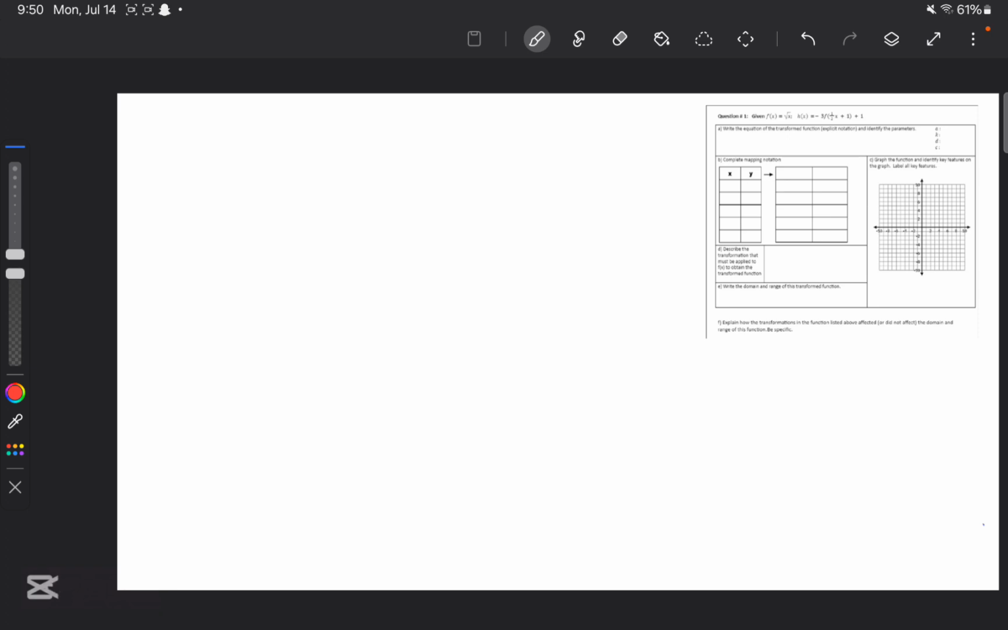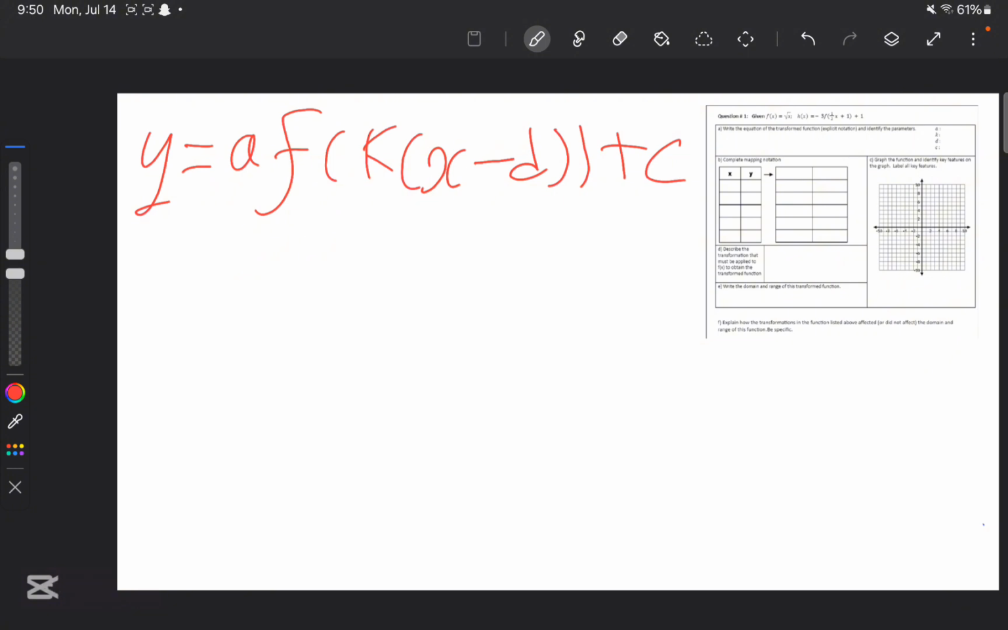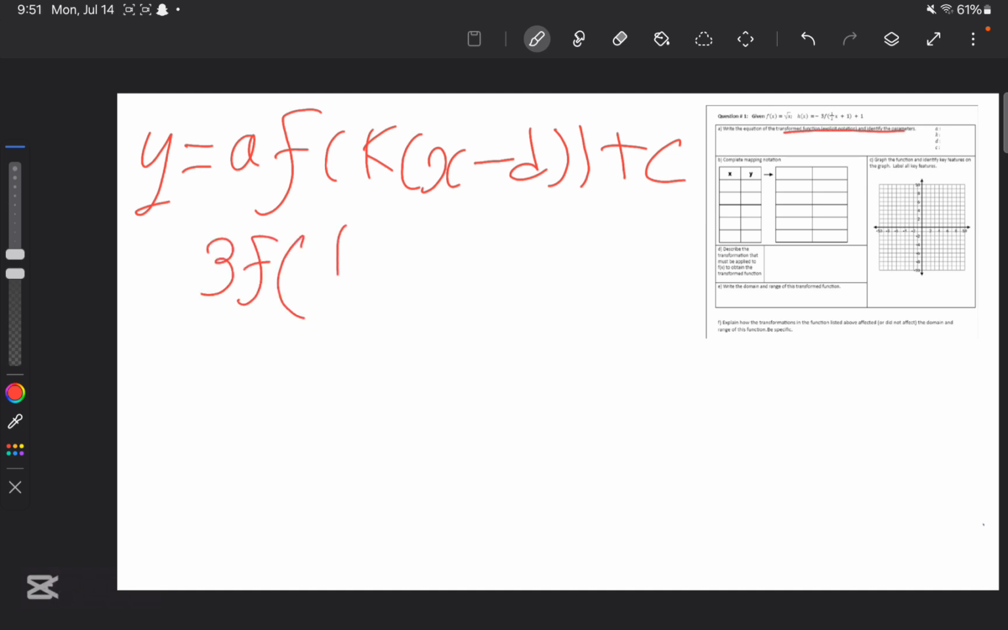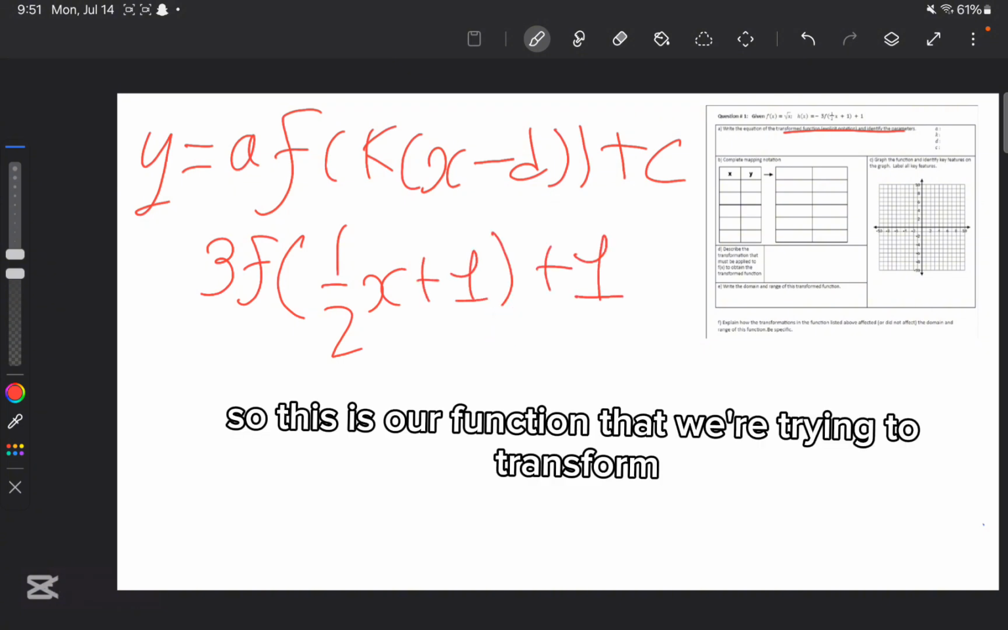So let's first identify our goal here. Our goal is to match the transformation function, like the form, okay? So the transformation form is y equals a f of k bracket x minus d bracket plus c. That's basically the form that we're trying to aim for. Now, in this case, we'll write down the function that's over here. So this is our function that we're trying to transform.